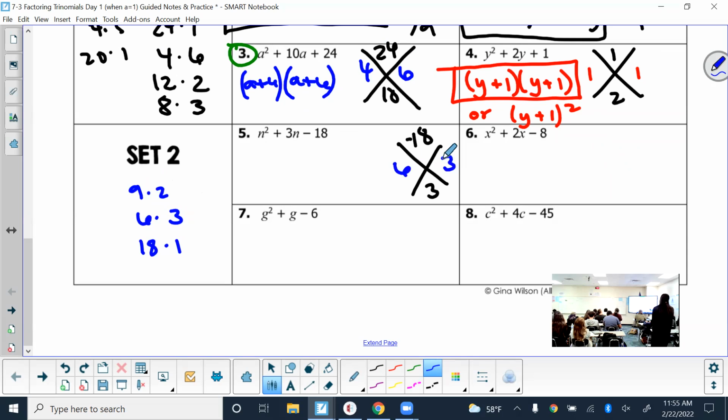6 and 3. And one of them has to be negative if it's giving us a negative 18 when we multiply. Which one would make it work for the whole diamond? Negative 3 is correct. If I put it on the 6 and I add them together, I get a positive 3 down here, which is not what it is.